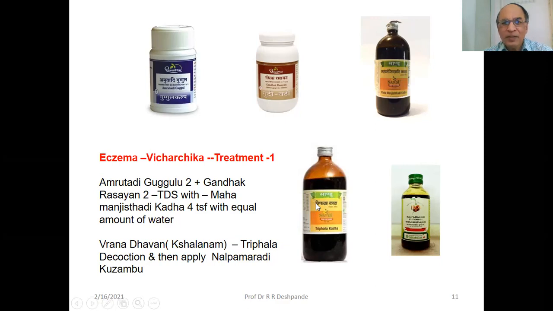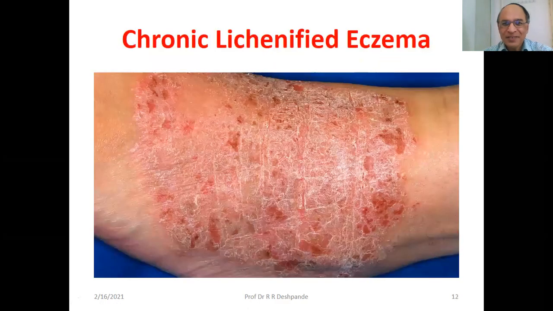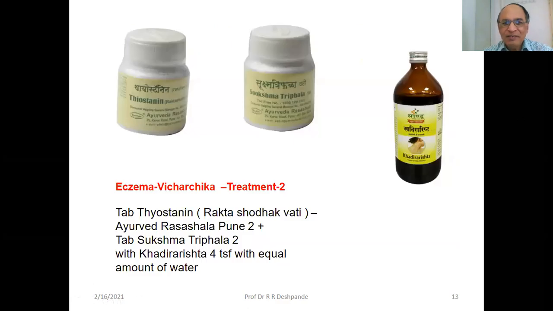For Vrana Dhavana of Vicharchika, you can use the Triphala decoction. The best way is to prepare the fresh decoction. That is more important. I am showing this just for example. You can use the ready-made Triphala decoction as well, but it is better to prepare the fresh one. And after cleaning and drying, you have to apply Nalpamaradi Kuzhambu from a South Indian company, Arya Vaidyasala Kottakkal, Nalpamaradi oil application. See, chronic lichenified eczema.